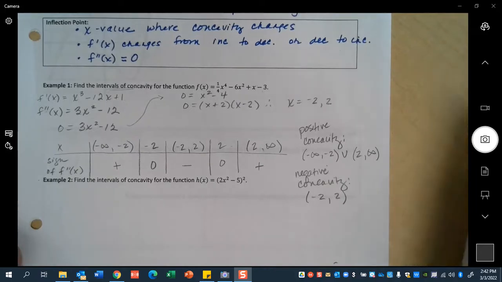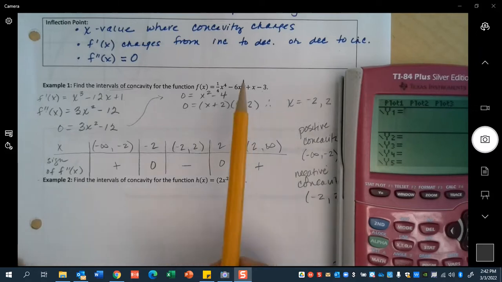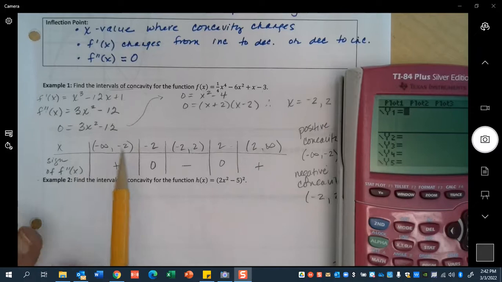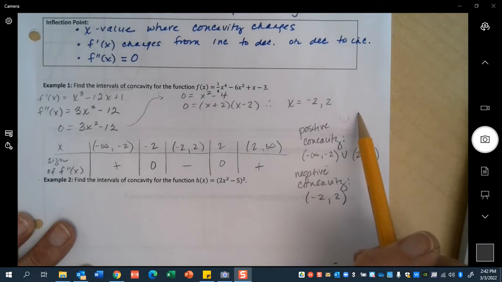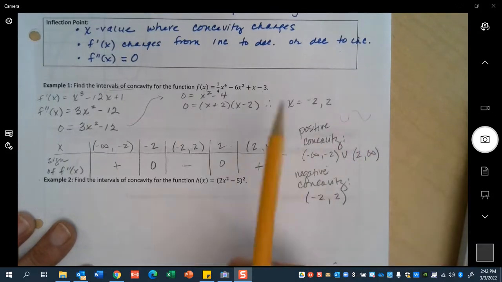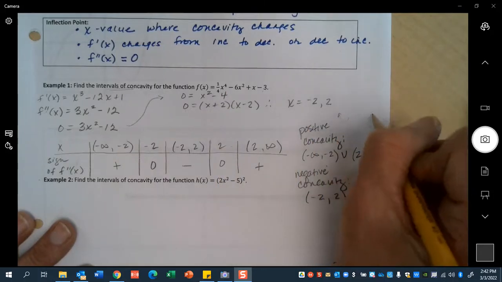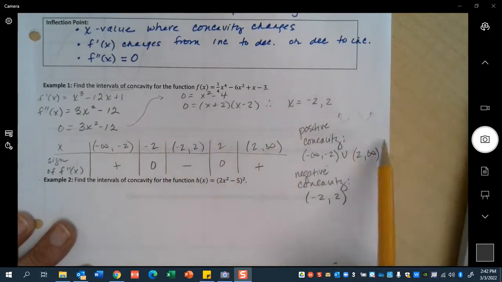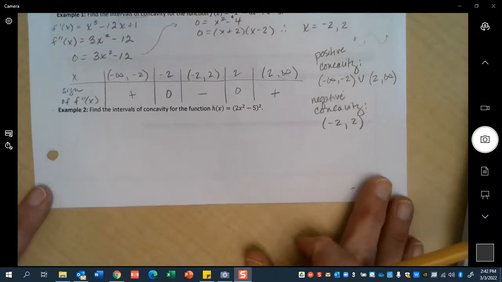Now, something else that you could always do with your graphing calculator or Desmos is go ahead and graph your original function. Take a look at it on the graph and see if you agree. Is your graph up like a cup, down like a frown, and then up like a cup? Because it's a positive quartic function, yeah, it should look like that. All right, let's talk about example number 2.